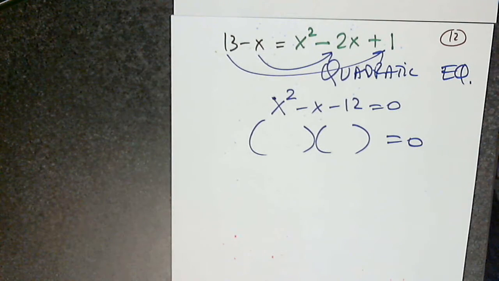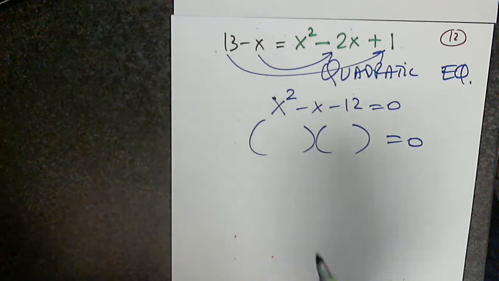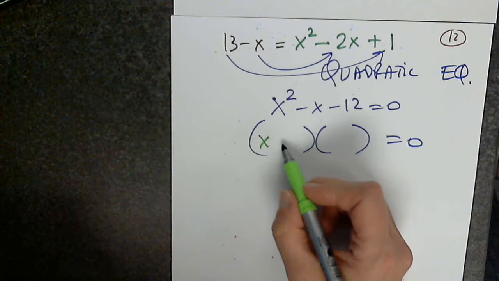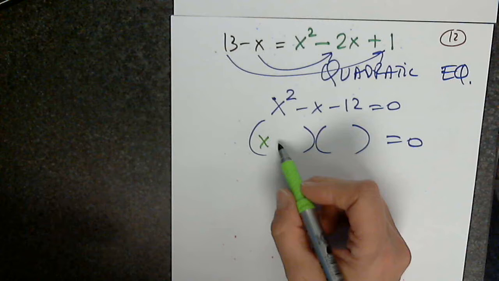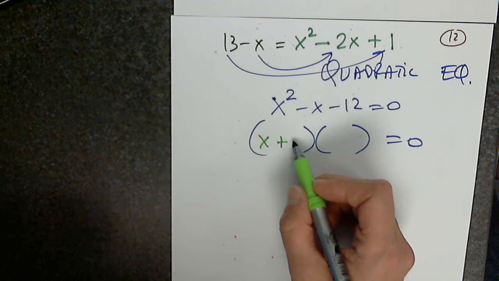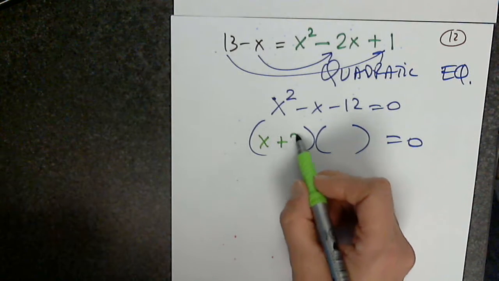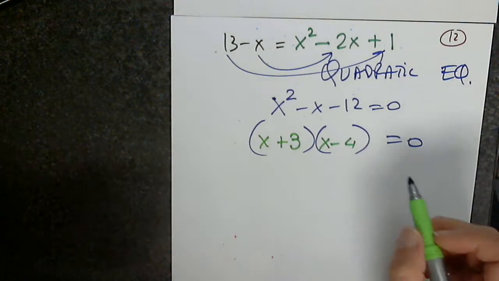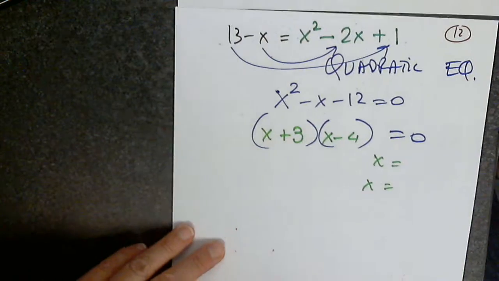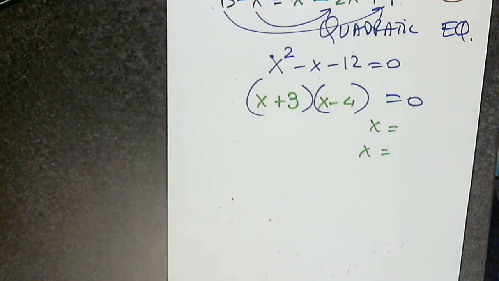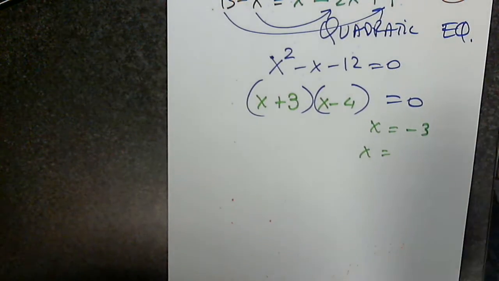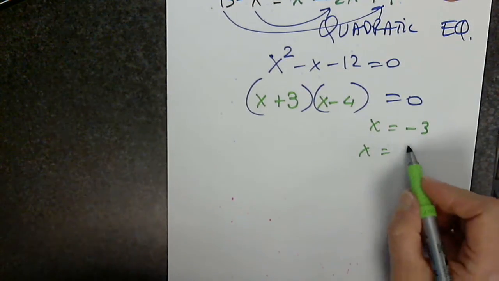Now I need to factor. What do I get? Very good. So two options here. And they are? Yes? -3 and 4. Excellent.